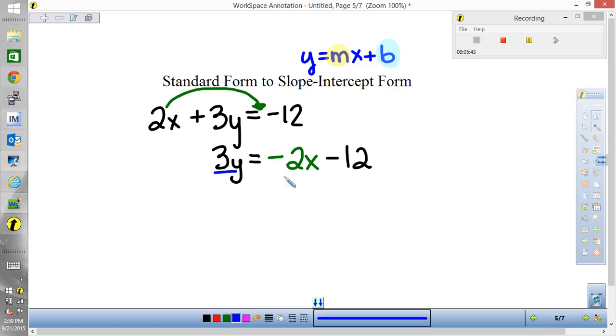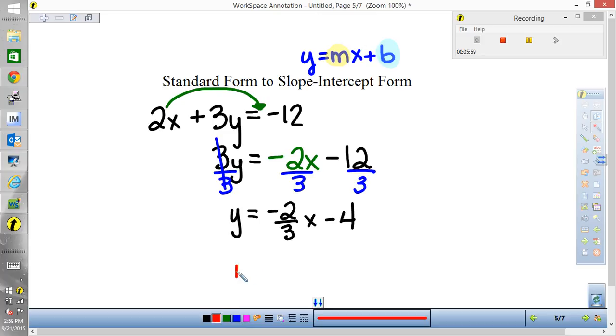The next step is to divide everybody by 3 so we can get y by itself. When we divide everybody by 3, that leaves us with y equals negative 2 over 3x, and this is going to reduce to negative 4. Now, just like previous problems, we can identify our slope as negative 2 over 3. So this would be down 2, right 3, and my b for beginning, or my y-intercept, is negative 4.